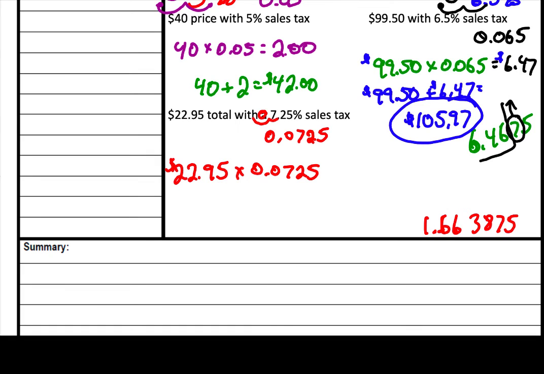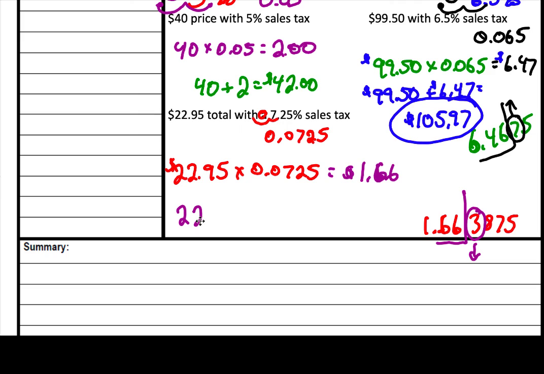Again, we don't care about that big long decimal because we're going to round it off. Money is always rounded off to 2 decimal places, so I'm going to cut it off. I always look at that third digit. That 3 says it's going to stay the same. It's going to round down, so it's going to round down to $1.66.